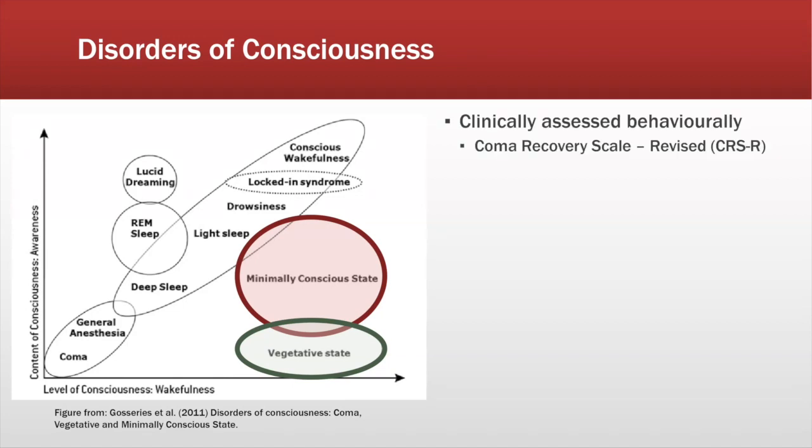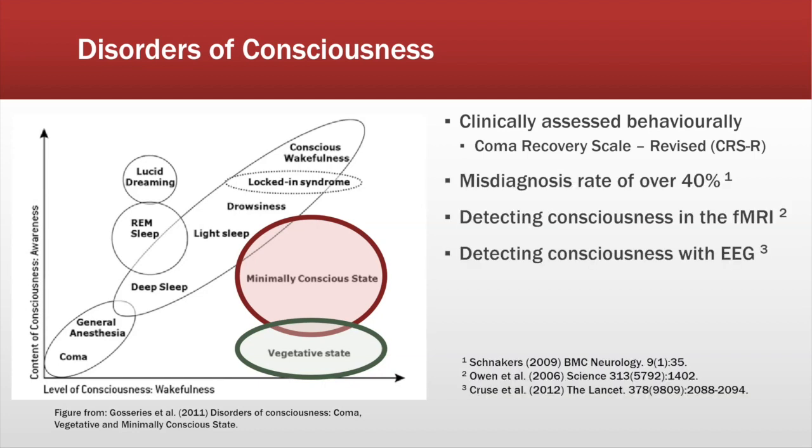wakefulness and awareness. So the way that these disorders of consciousness are currently clinically behaviorally assessed, the gold standard is something called the Coma Recovery Scale Revised. And using the Coma Recovery Scale Revised, when we look at clinical bedside diagnosis of disorders of consciousness, we know that there is a misdiagnosis rate of over 40%. In other words, over 40% of individuals who were diagnosed as vegetative state, what used to be called vegetative state, now it's called unresponsive wakefulness syndrome. These individuals, when we assess them with the Coma Recovery Scale Revised, they actually show some signs of command following, some signs of awareness of their environment.